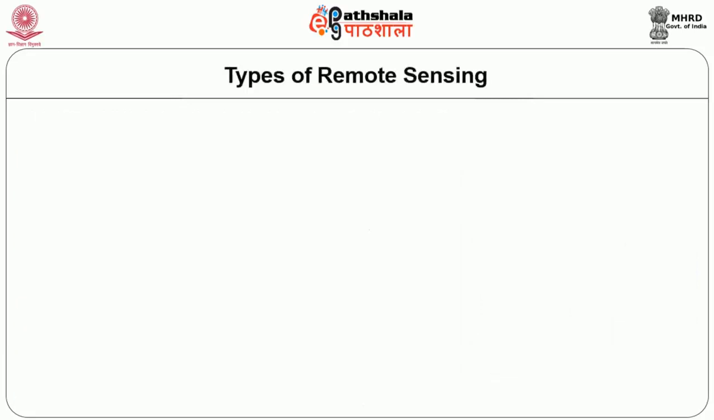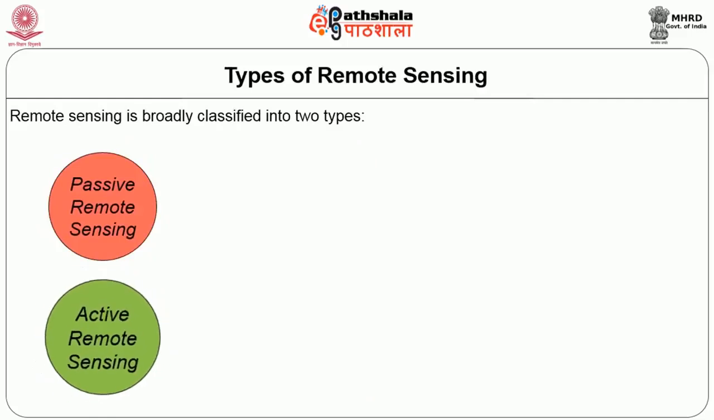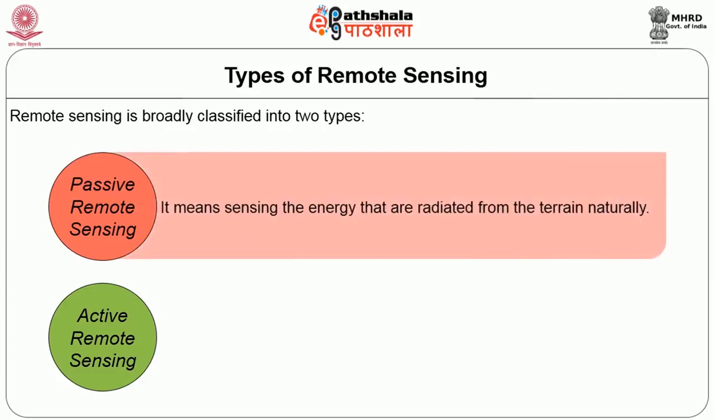Let us see what are all the types of remote sensing. There are 2 main types of remote sensing. One is passive and the other one is active. Passive remote sensing, like I already said, there are certain objects on the earth which can emit their own radiation naturally. So when these objects emit their radiation naturally and it is captured by the sensor, that sensing is called passive remote sensing.